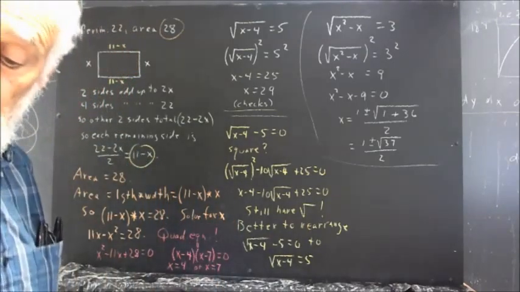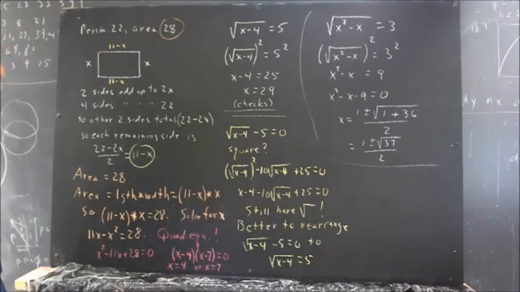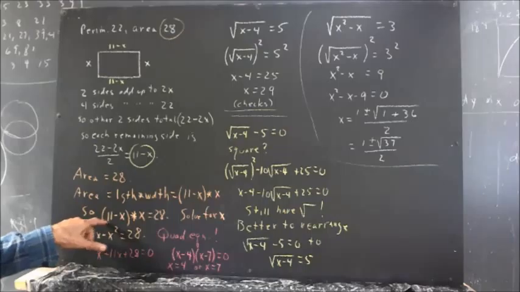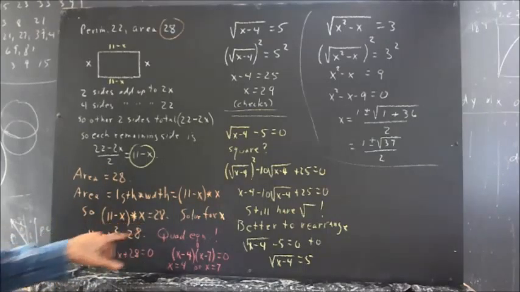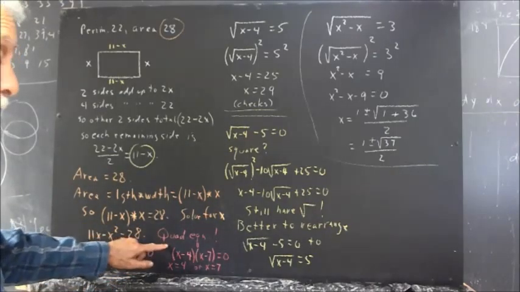Okay, that gives us an equation that we can easily solve for x. What kind of an equation do we have? Well, let's multiply things out. Let's distribute the multiplication by x. We're going to get 11x minus x squared, and that's going to have to equal 28. So the equation is a quadratic equation.